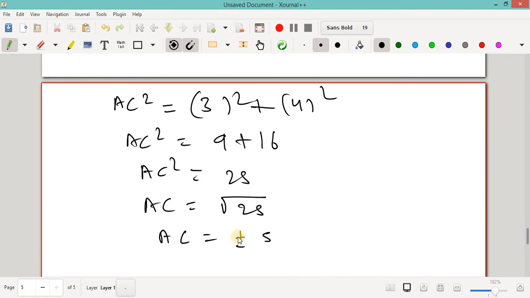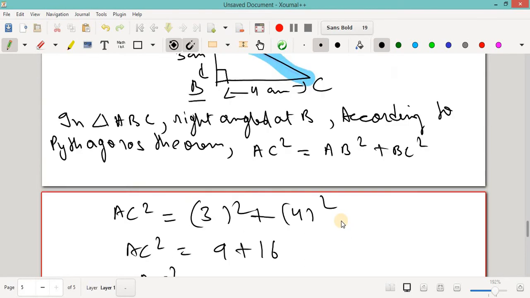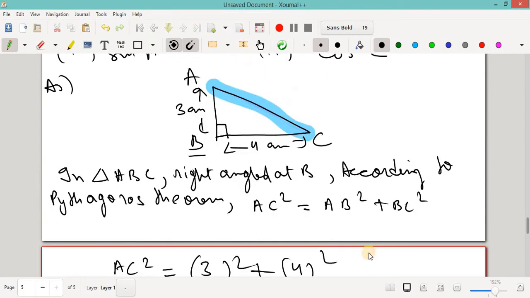As we know that a side cannot be negative. It cannot be negative in nature, because there must be some value. So we will take the positive value, that is AC is equal to 5 centimeter. Negative is not considered. So we have got our side, it is 5 centimeter. Once all three sides are there, you can easily do any type of question.